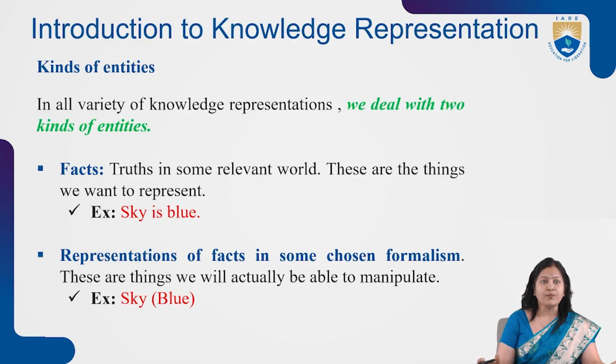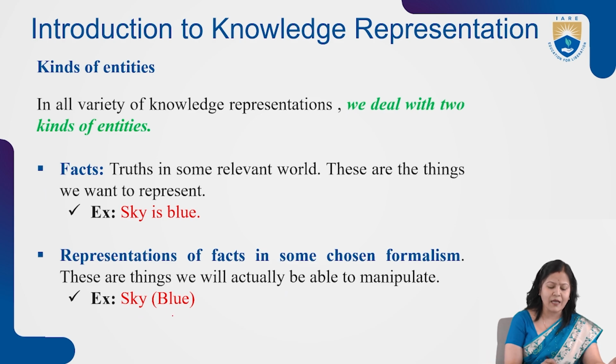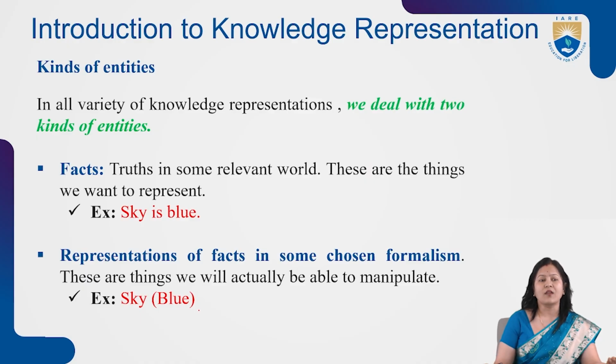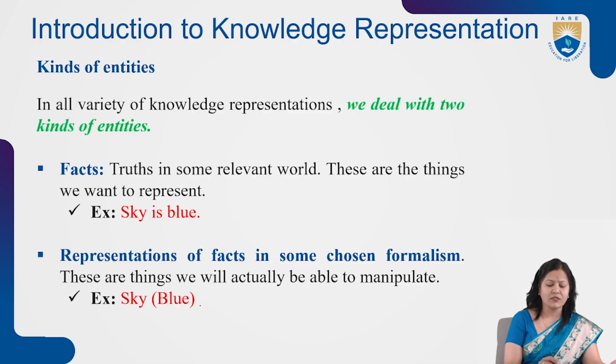So how to perceive or extract the knowledge of facts, and after acquiring the knowledge of facts, how to represent them using some mechanism or formalism. These are the things we will actually be able to manipulate. Now you can see the example, sky is blue. This is the representation using proposition logic. As we already know, knowledge can be represented using predicate logic or proposition logic. Here there are no quantifiers because this is a fact. Sky is blue. So this is the way of representation using proposition logic.